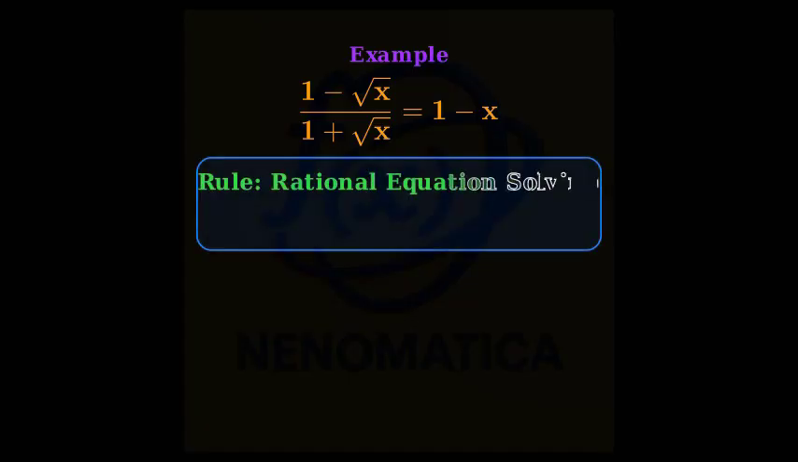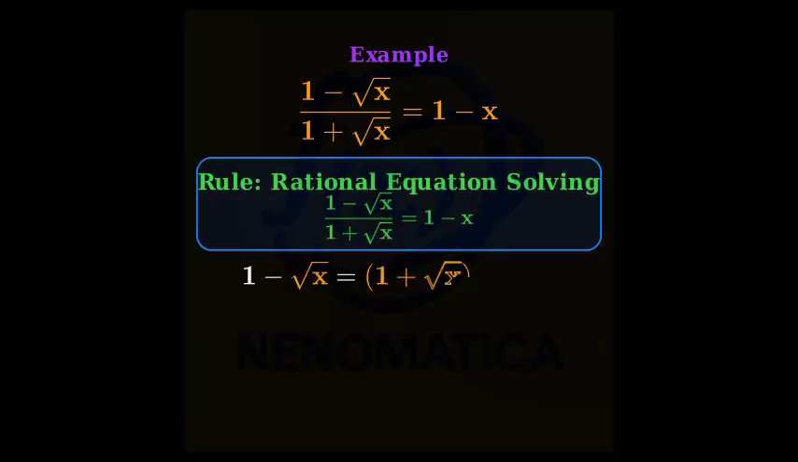Example: we will solve a radical equation step by step, following a clear algorithm. Problem: solve the equation (1 minus square root of x) over (1 plus square root of x) equals 1 minus x. Step 1. Eliminate the denominator by multiplying both sides by 1 plus square root of x.